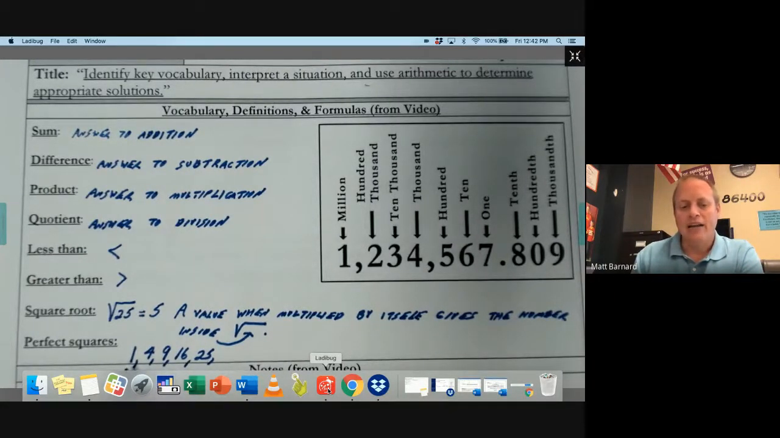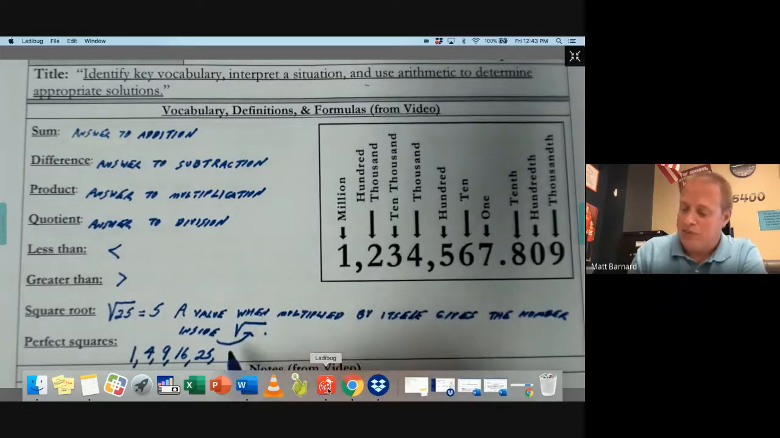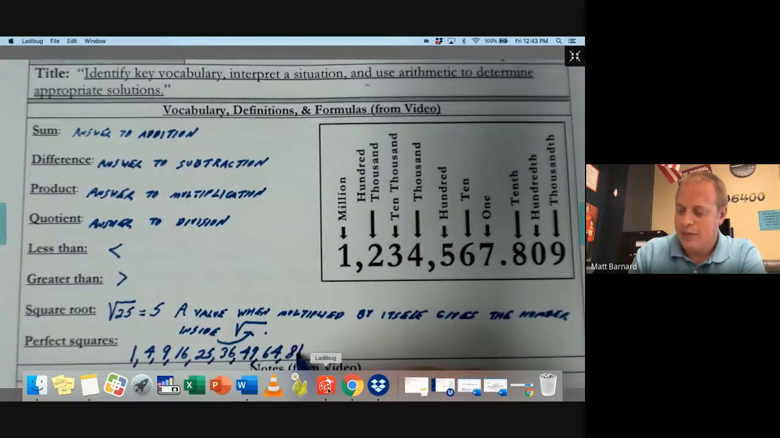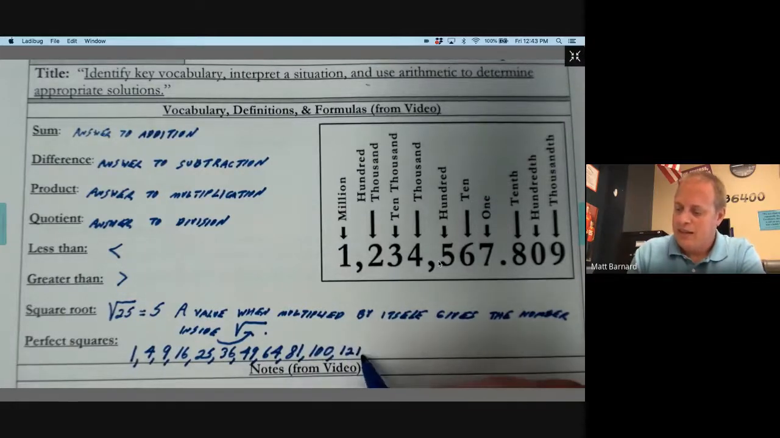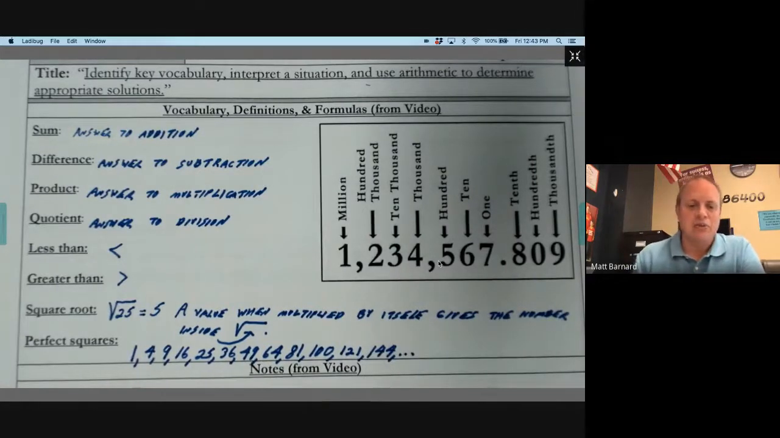Well, 1 is a perfect square because 1 times 1 is 1. 2 times 2 is 4. 3 times 3 is 9. 4 times 4 is 16. 5 times 5 is 25. So 6 times 6 is 36. 7 times 7, 49. 8 times 8, 64. 9 times 9, 81. 10 times 10, 100. 11 times 11, 121. 12 times 12, 144, and they keep going. Those are pretty common ones that we use.